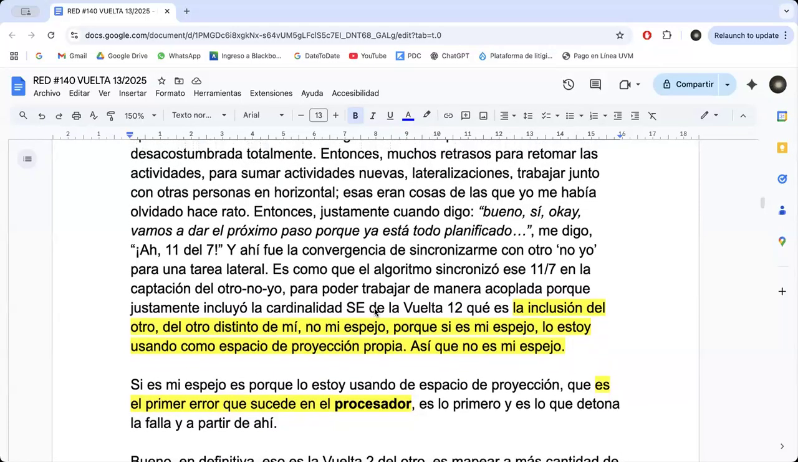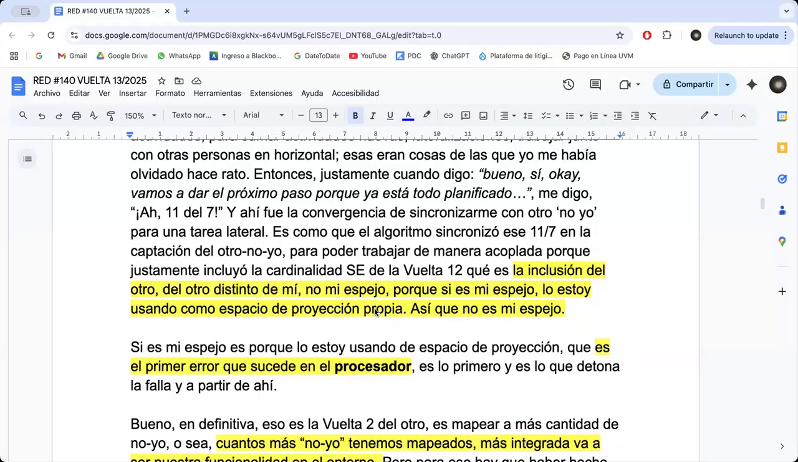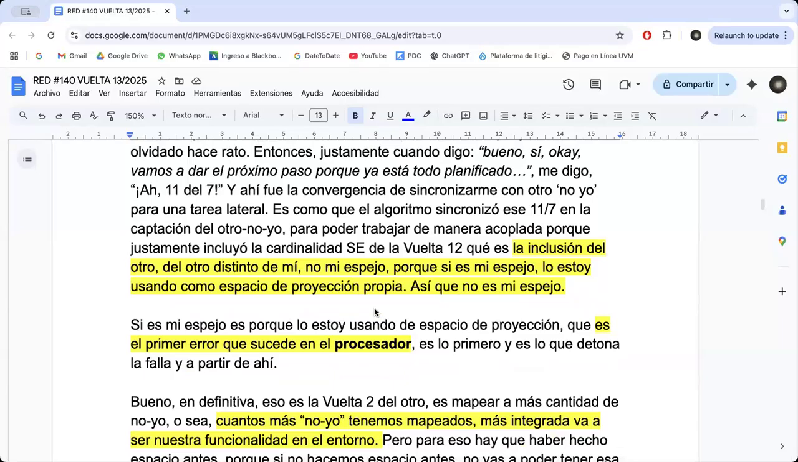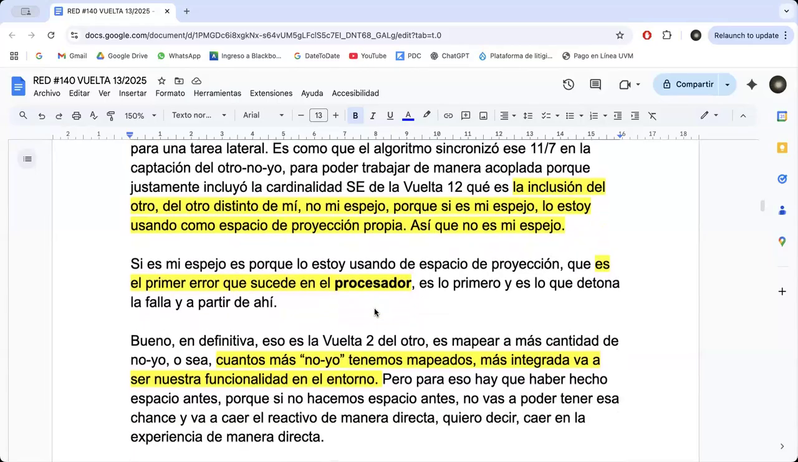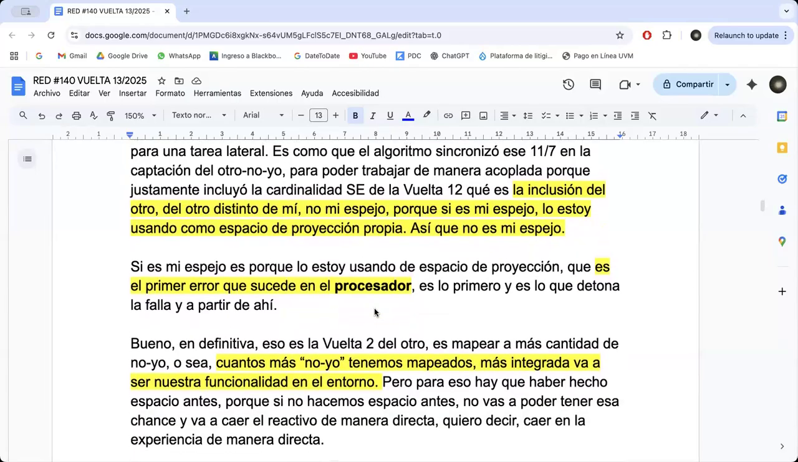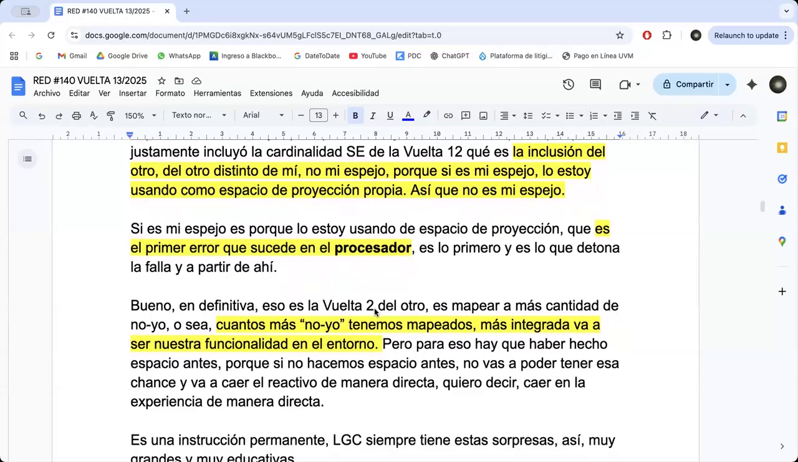So we're finding a lot of setbacks to perform activities or to add new activities, lateralizations, or working with other people in horizontal. These were things that Ale had forgotten how to do. So now when she says, okay, we are now taking the next step because we have been planifying everything, she says, oh, it is the 11th of the 7th month. And that is when the convergence of synchronizing with someone who isn't me for a lateral task. It is as if the algorithm synchronized that day, the 11th of the 7th, in the captation of someone else who isn't me to be able to work in a coupled way because, of course, the SE cardinality is included, because we're talking about the end of lap 12, which is the inclusion of someone else, someone different than me.